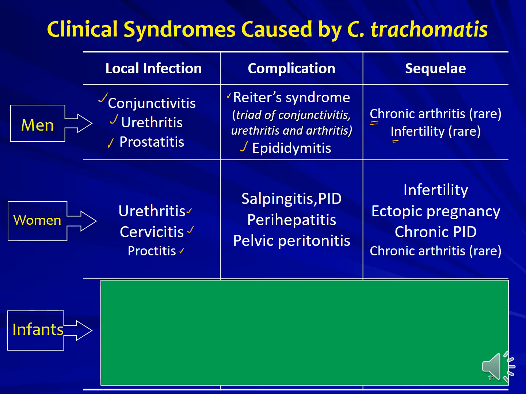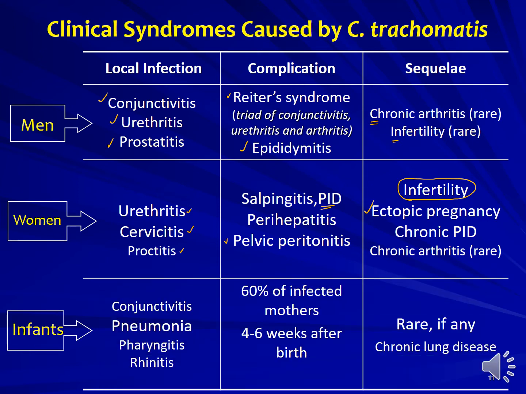The main complication with this is salpingitis and PID, that's pelvic inflammatory disease. Perihepatitis, inflammation around the liver, and pelvic peritonitis. These are the most common complications, and later in life they may suffer severe infertility. This is one among the causative agents causing infertility. Sometimes even if they become pregnant, ectopic pregnancy is possible, and chronic PID and chronic arthritis are rarely seen among females.